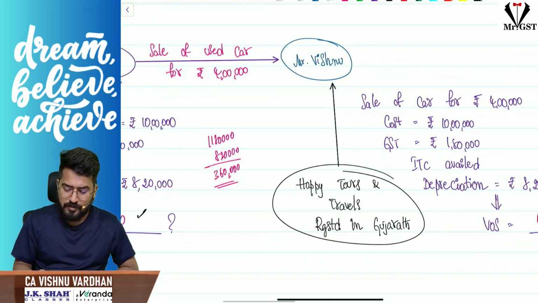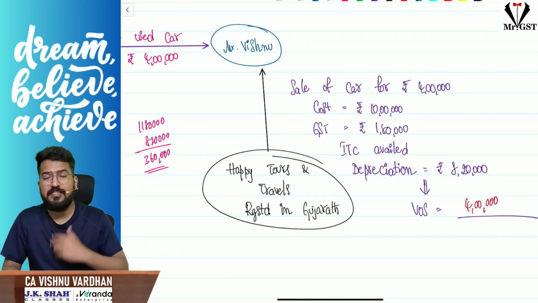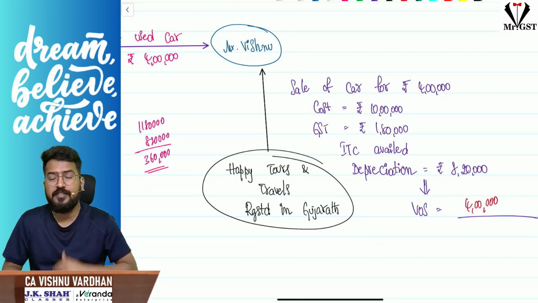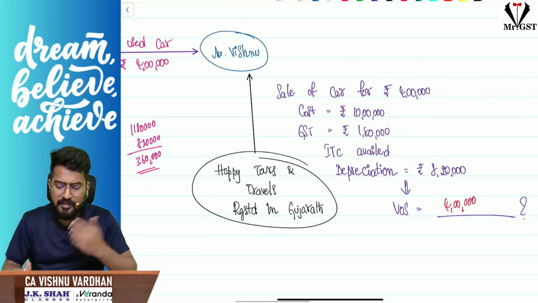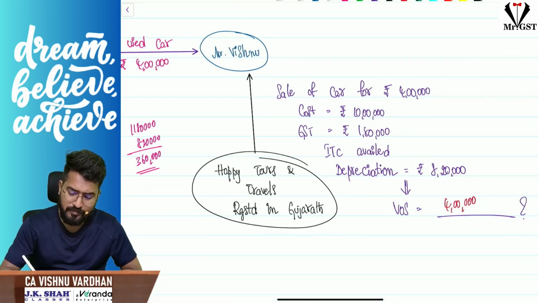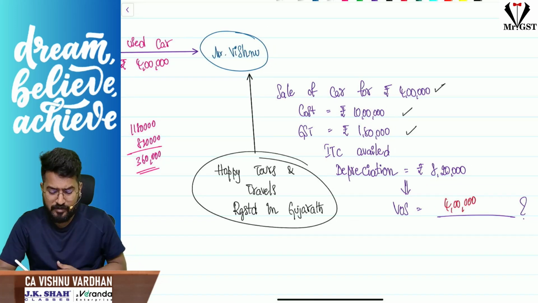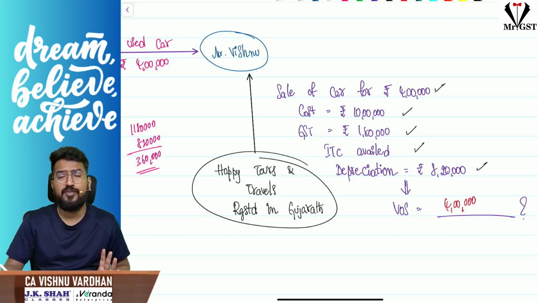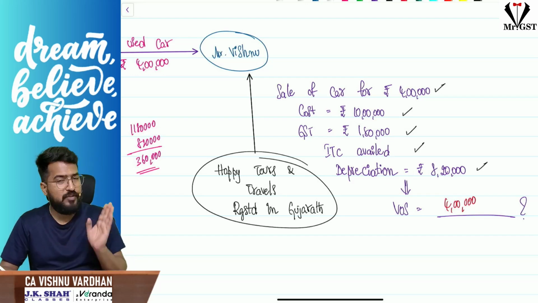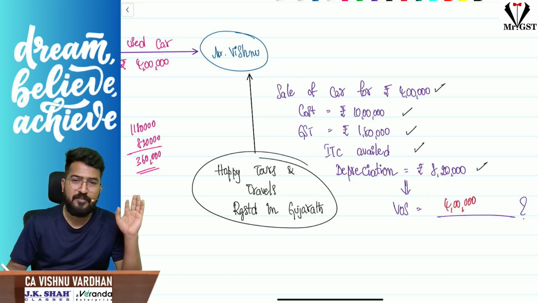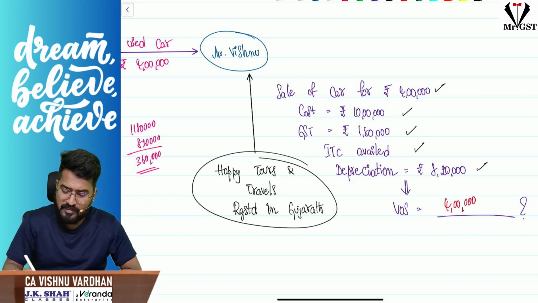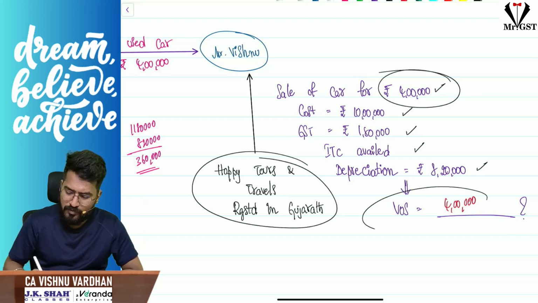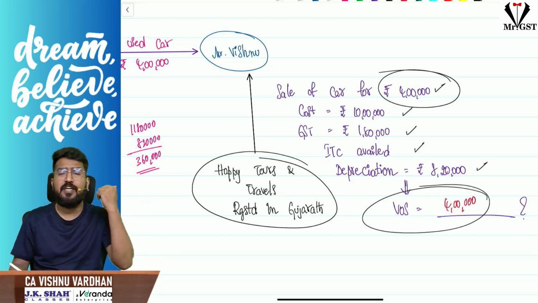Suppose Happy Tours and Travels, registered in Gujarat, is selling this car to Mr. Vishnu for 4 lakhs. The cost of the car is 10 lakhs and GST availed is 1 lakh 80,000, paid 1 lakh 80,000. ITC is availed and depreciation as well. Same story. Now what is the value of supply? You know, these valuation rules are not applicable. The transaction value will straight away be taken as the value of supply. The transaction value is 4 lakhs.